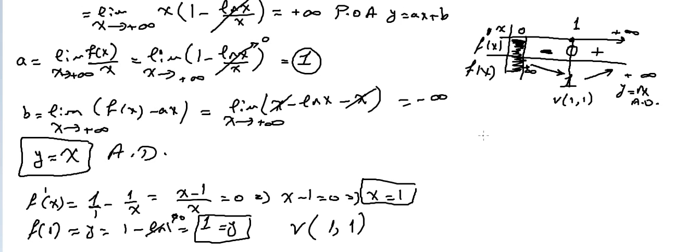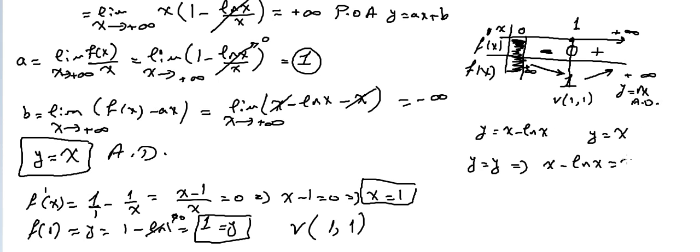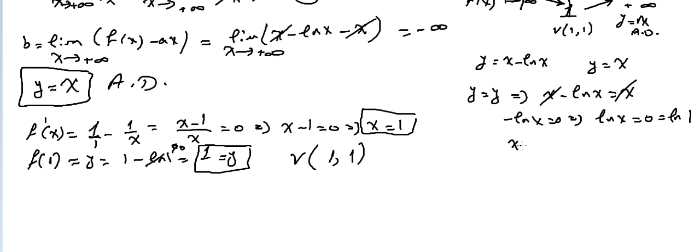If we do that table of variation, this means we draw directly. Let's see if we have a common point between the function, which is y equals x minus ln x, and the asymptotic direction y equals x. Let's see if we have points of intersection. y equals y. We subtract x from both sides and get minus ln x equals 0. This means that ln x equals 0, which is ln 1. So x is equal to 1, and if x equals 1, we just found that y is equal to 1. So the vertex is the point of intersection.